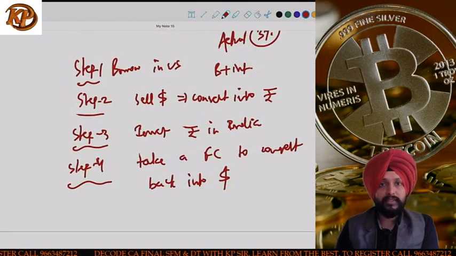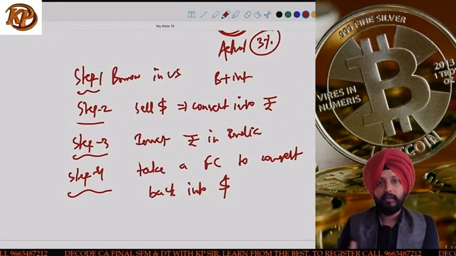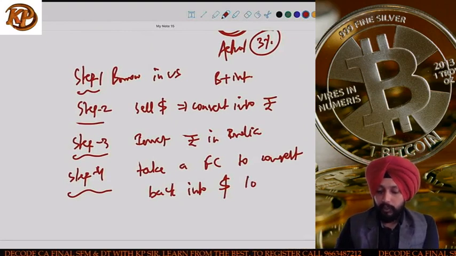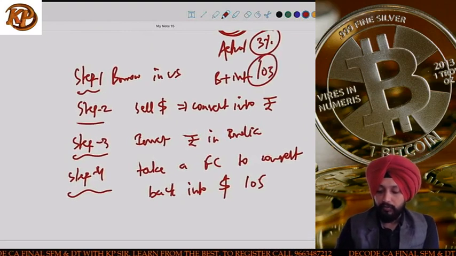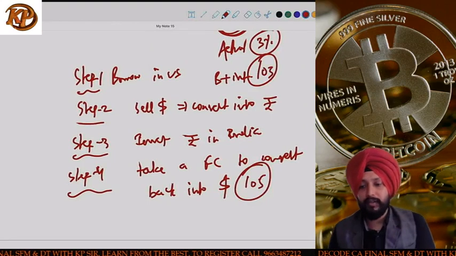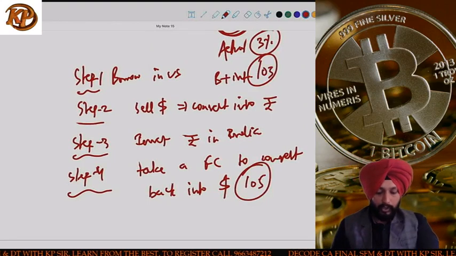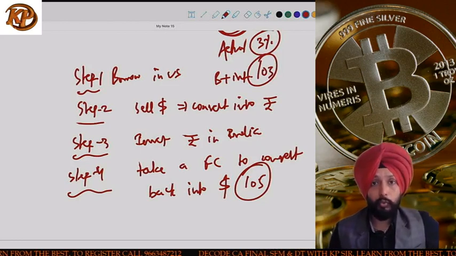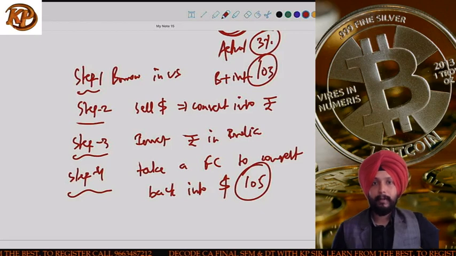So guys, what happens in that case is that today you have taken a forward cover, and suppose here you get $105, and in step 1 you have $103 payable. So you only have $103 payable, but what you are getting today is $105. So obviously in that case you are making an arbitrage profit of $2. This is how the approach is, guys.